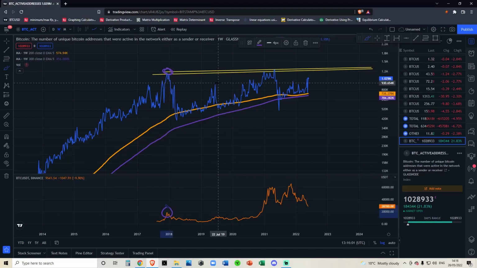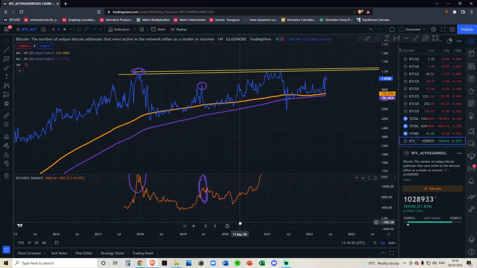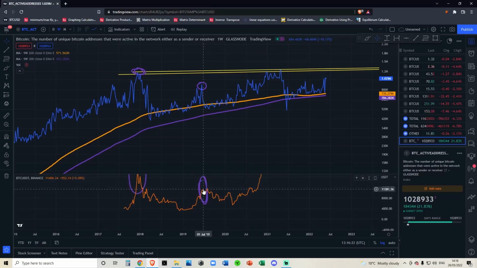Coming over to our next massive spike on the active addresses, this was in July of 2019. It was the 17th of July. This didn't necessarily correlate to a huge top at this moment in time, but you can actually see that within this general vicinity on the Bitcoin price was almost exactly where we topped.